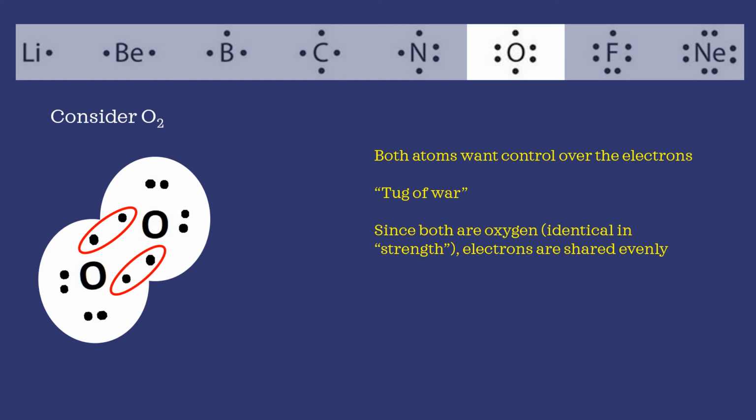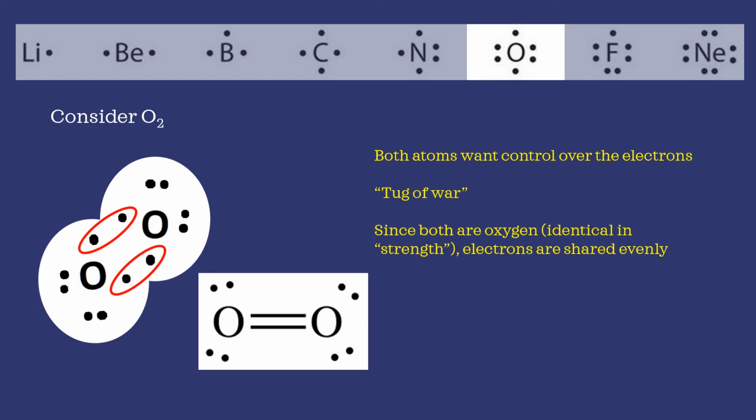And here's another way to draw bonded electrons. Each line represents a pair of shared electrons. So molecular oxygen has 2 pairs of electrons, and this is called a double bond.